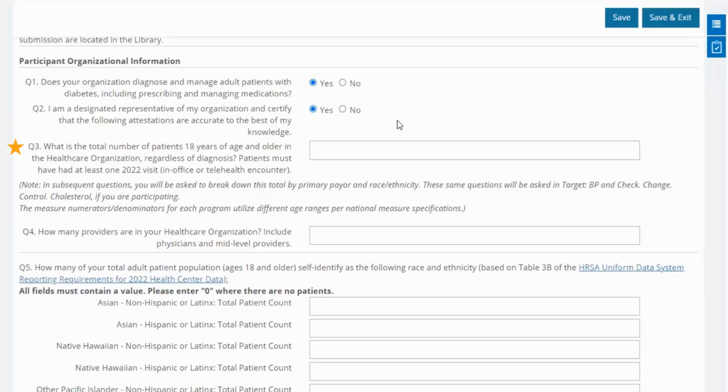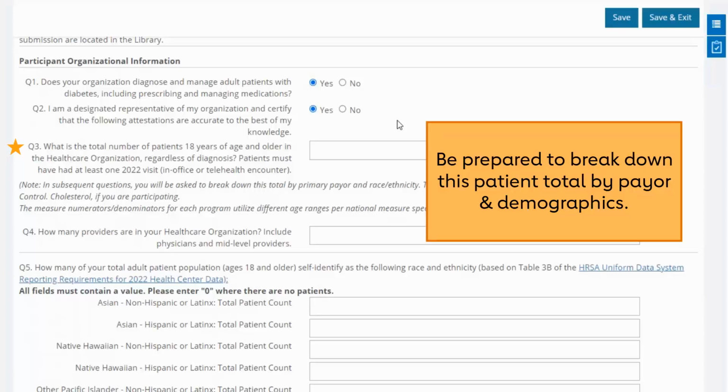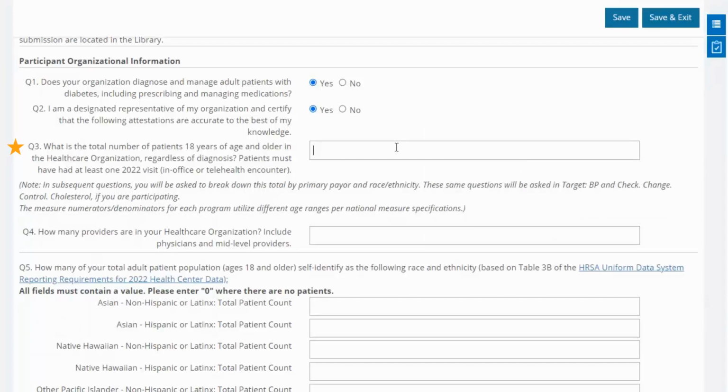Question 3 asks for the total adult patient population, ages 18 and above, who had an office visit in 2022 for your organization. When pulling data for this question, make sure you are saving this query and can further break down that same patient population by race and ethnicity and by payer group. My demo organization has 37,155 patients ages 18 and above.